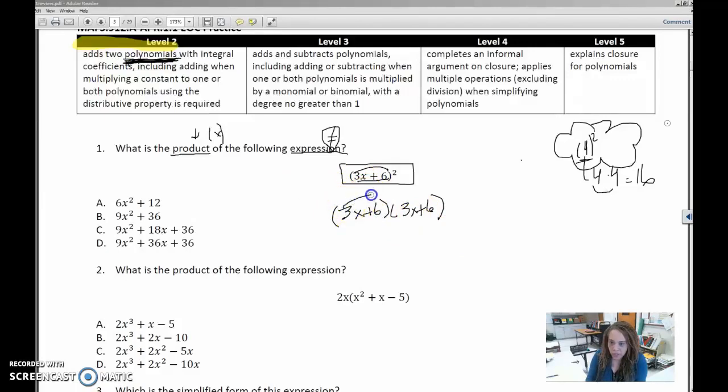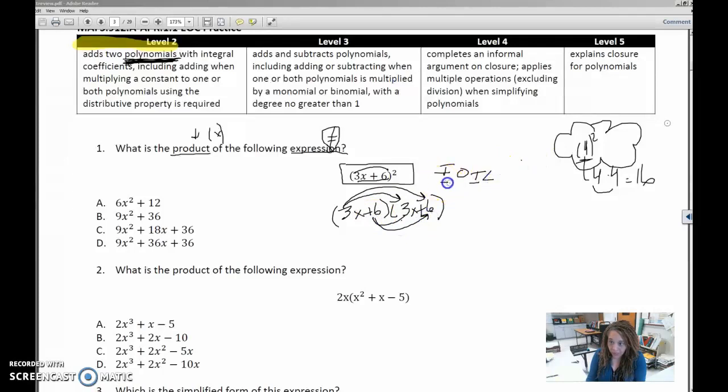I'm going to use my first terms. And so I got my first terms, I got my outer terms. First and outer, so it's this 3x is the first term in this set, 3x is the first term in that set. And then the outer, 3x is the outer term, and 6 is the outer term, so I'm going to match those up. Then I'm going to use my inner terms, that's 6 times 3x. And then my last terms, that's the last in each set.